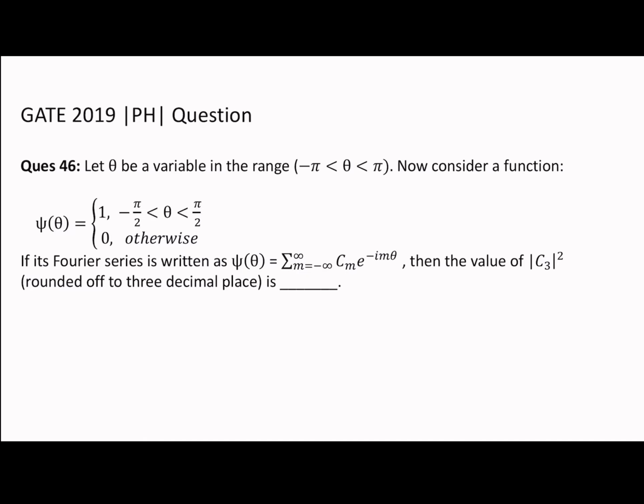Hello, in this video we are going to solve question number 46 of GATE 2019 physics paper. The question is from the mathematical physics section. Let theta be a variable in the range minus pi to pi. Now consider a function psi of theta, which is as given in this question. It is plus 1 from minus pi by 2 to pi by 2 and 0 otherwise.